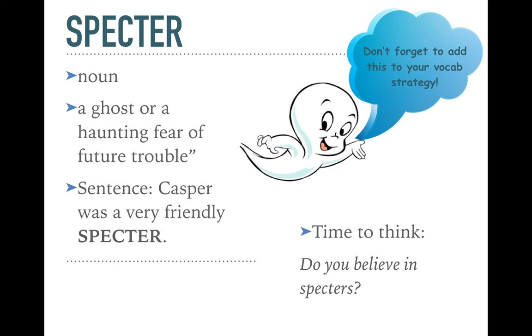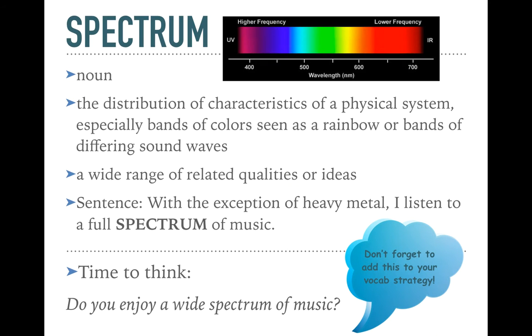Our sixth word that uses specto is spectrum, another noun. Then we have a lot of nouns in this lesson. Spectrum has two definitions, and you can write down both. You will see both being used often. It can mean the distribution of characteristics of a physical system, especially bands of color seen as a rainbow or bands of differing sound waves.